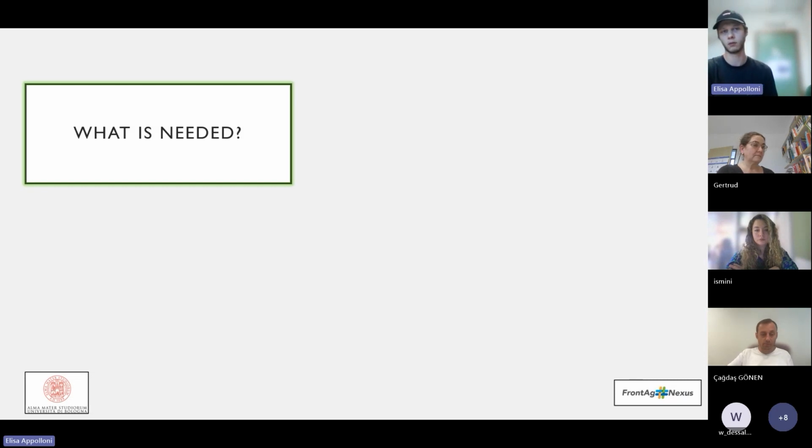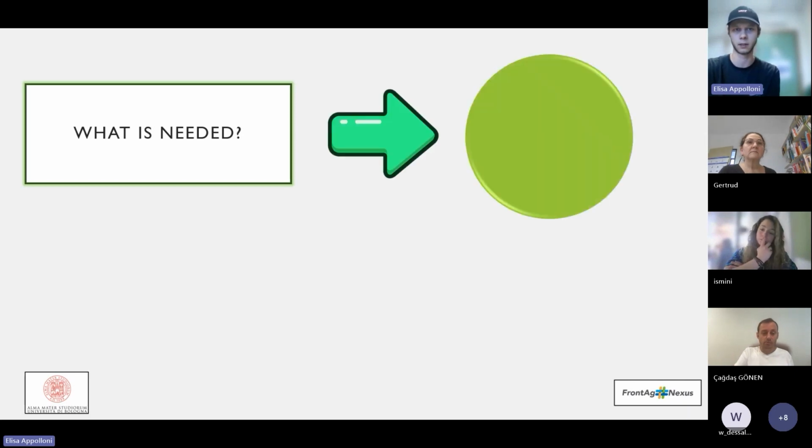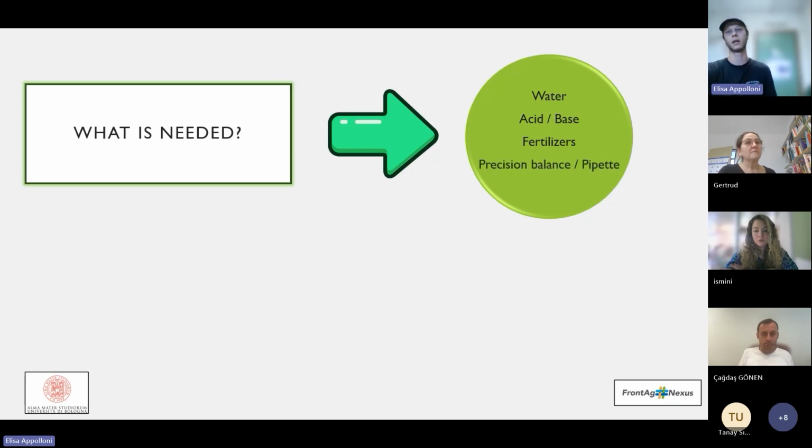So let's see what is needed for the correct management of a hydroponic system and its nutrient solution. What is needed is, of course, water, as we have already said. Then we also need an acid or a base to adjust the pH, which we will see after. We need the fertilizers, of course, which must be minerals and not organic, because organic fertilizers cannot be used in hydroponic systems most of the time. And then we also need a precision balance or a pipette to quantify the amount of fertilizers that we need.